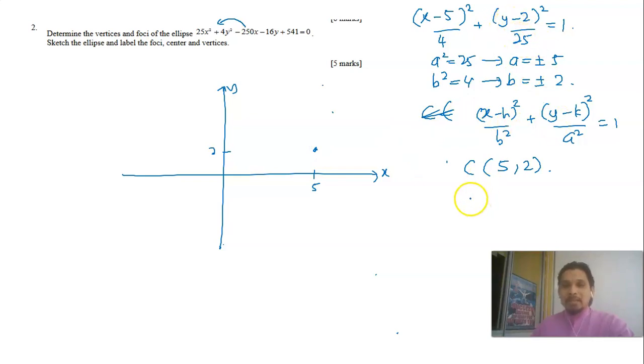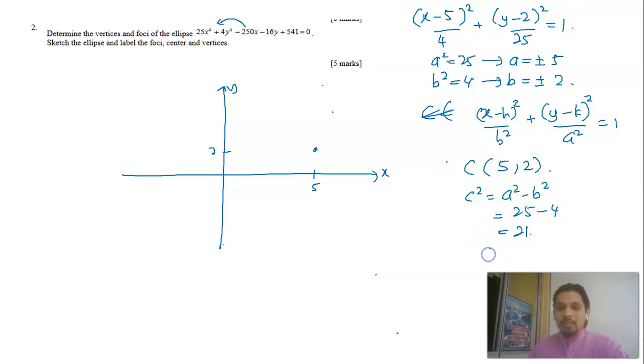So c squared equal to a squared minus b squared, which is 25 minus 4 equal to 21. So then c equal to square root of 21. Okay, so then a equal to 5. So from here, y is the major axis.